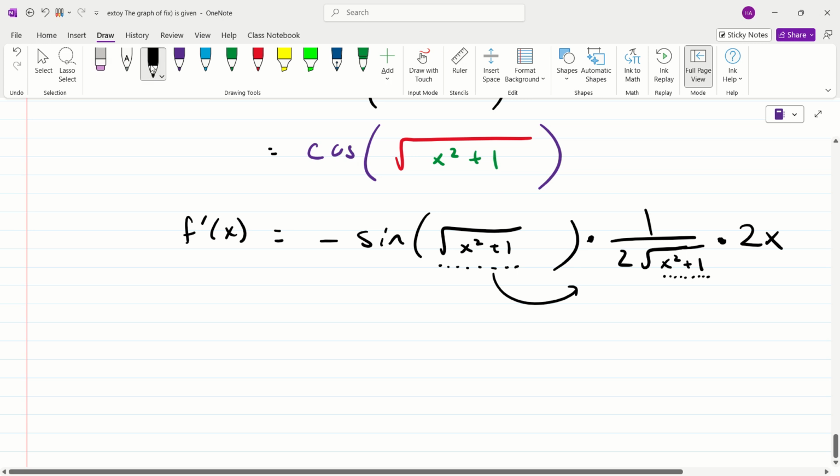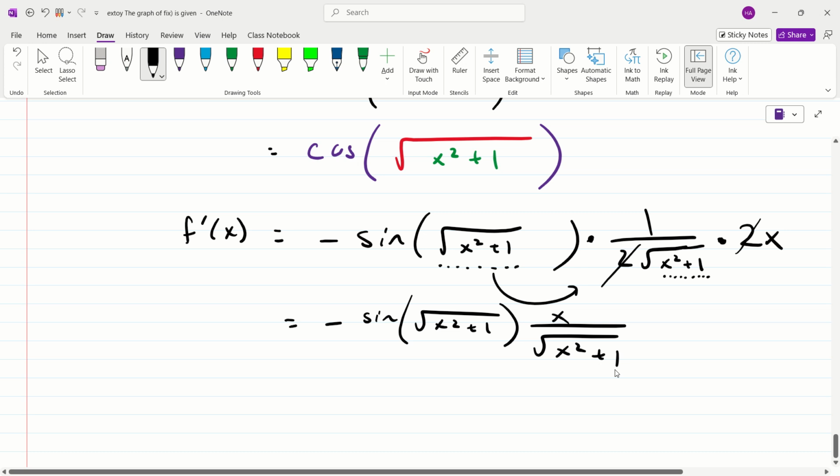I see that this 2 and that 2 cancel out. So yeah, things don't really simplify all that much here. You have negative sine of radical x² + 1. In the back, you have x over radical x² + 1. Nothing more to do here, because some people might want to cancel, but this radical is inside the sine, so we can't cancel them out that way.